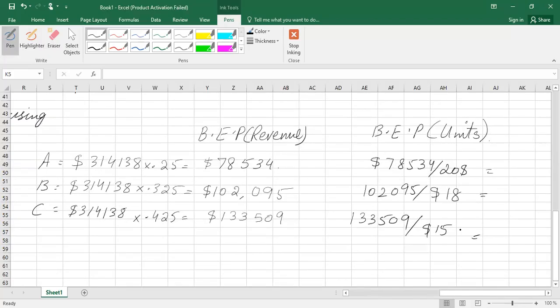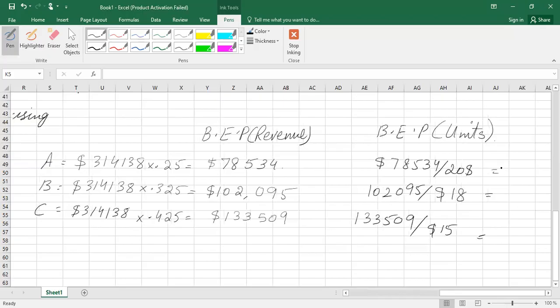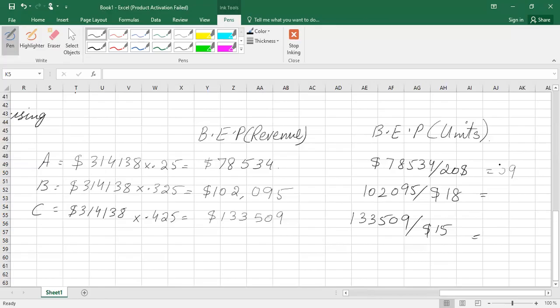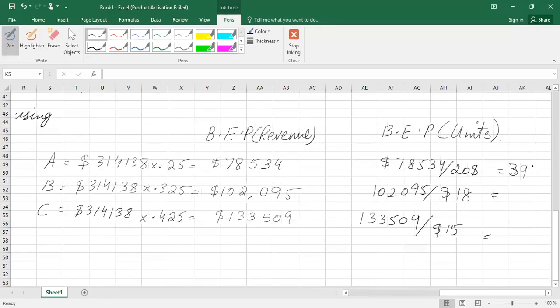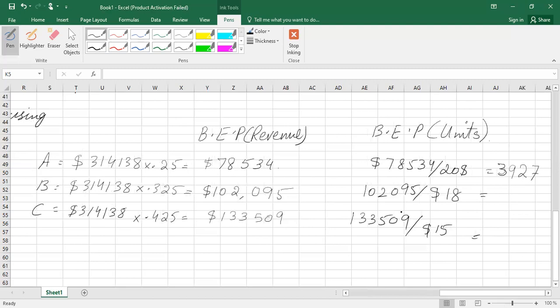78,534 divided by 20, it is 3927. Next one is 102,095 divided by 18. It is 5672 units. It is 8871 units. So these are the break-even point units in the multi-product situation.